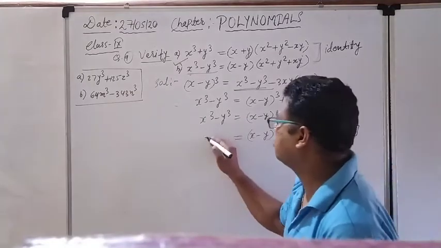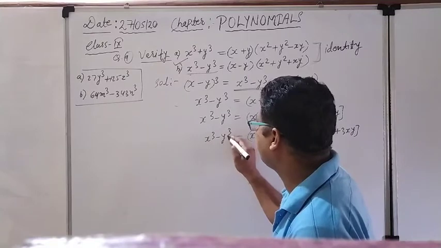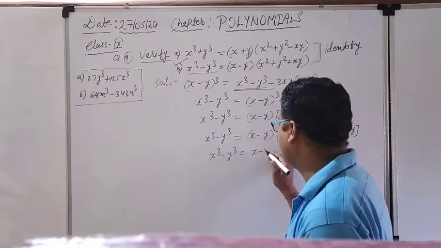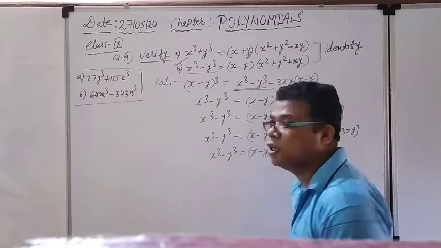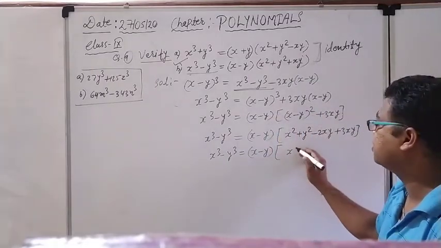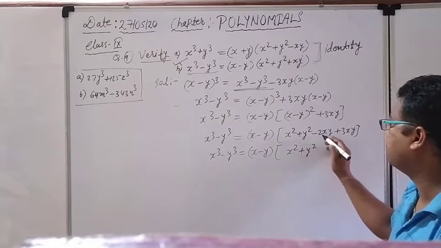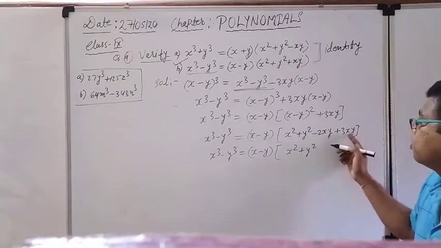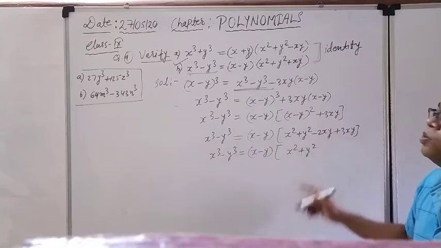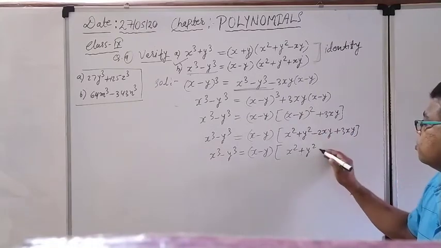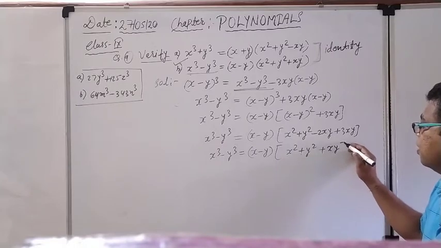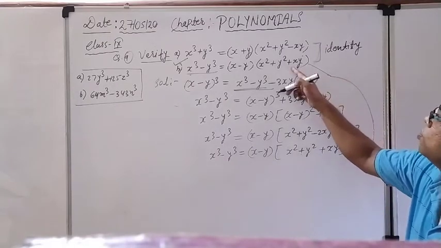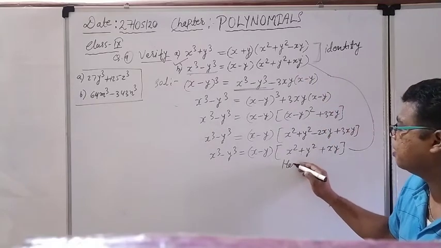Right now see here, this is the copy paste, x cube minus y cube, same thing. And right now we will get our solution. Look here continuously. X square plus y square is the same, and minus 2xy plus 3xy are like terms and they may be solved. So plus 3xy minus 2xy leaves only plus xy. So this is our requirement of the question, and here we can write down hence proved.